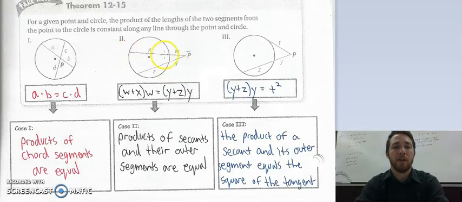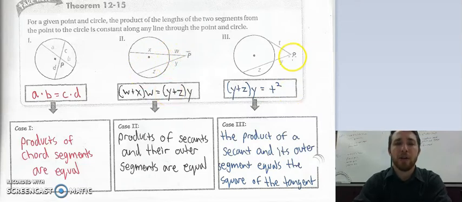So again, I take the whole thing, X plus W, or W plus X, multiply times the outside, that's equal to the whole thing for this segment, Z plus Y multiplied by the outside. So the way I remember that is basically whole times outside equals whole times outside.